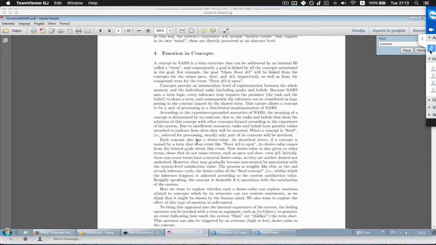Actually, the two things here. There's a statement in here that talks about rewarding positive feelings and punishing negative feelings. So concepts with strong feeling, i.e. extreme desire values, will get more resources. Oh yeah.